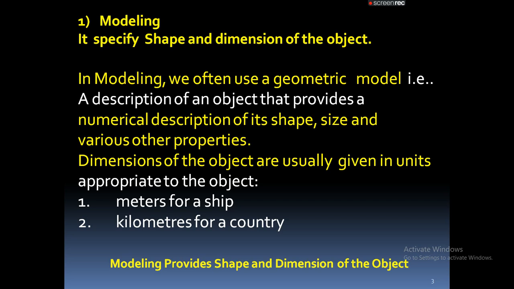So let us begin with the first concept, called modeling. As I said in the previous slide, what is modeling? I want to explain in detail how we can perform modeling with respect to computer graphics. Whenever we want to perform modeling, modeling will specify two things. One, it specifies the shape of the object you are going to create. Next, the dimensions of that particular image.